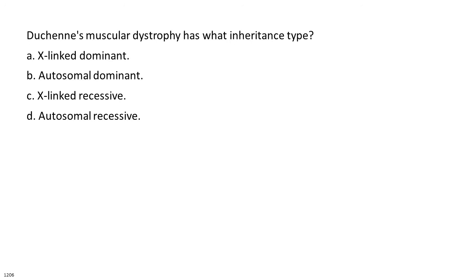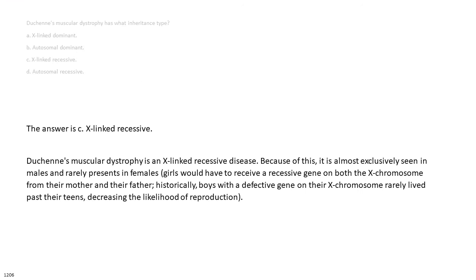Duchenne's muscular dystrophy has what inheritance type? A. X-linked dominant. B. Autosomal dominant. C. X-linked recessive. D. Autosomal recessive. The answer is C. X-linked recessive.